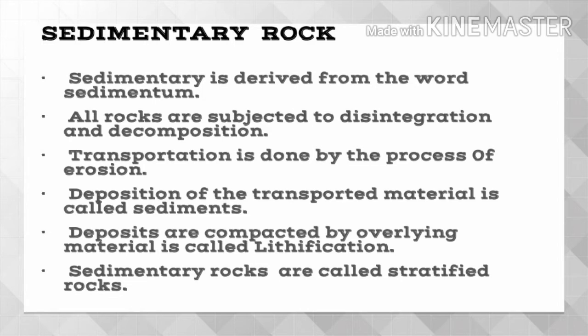And these rock materials that have been disintegrated and decayed are transported by the process known as the erosional process. And how does the erosion take place? It takes place with the help of running water, gravity, glaciers, and wind, and it gets deposited in some other place other than its place of origin.